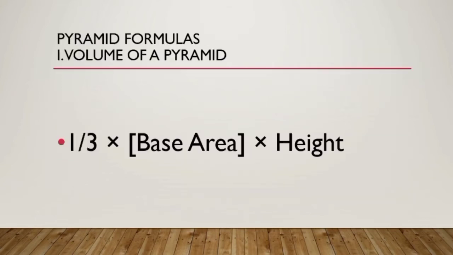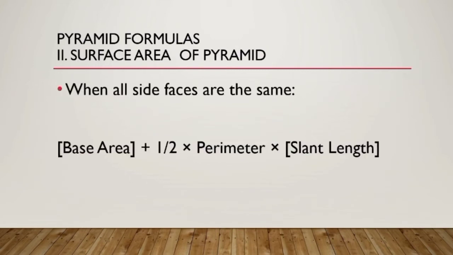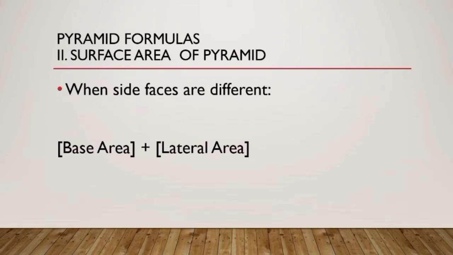Pyramid formulas. For the volume of a pyramid: 1/3 times base area times height. For the surface area of a pyramid, when all side faces are the same: base area plus 1/2 times perimeter times slant length. When side faces are different: base area plus lateral area.